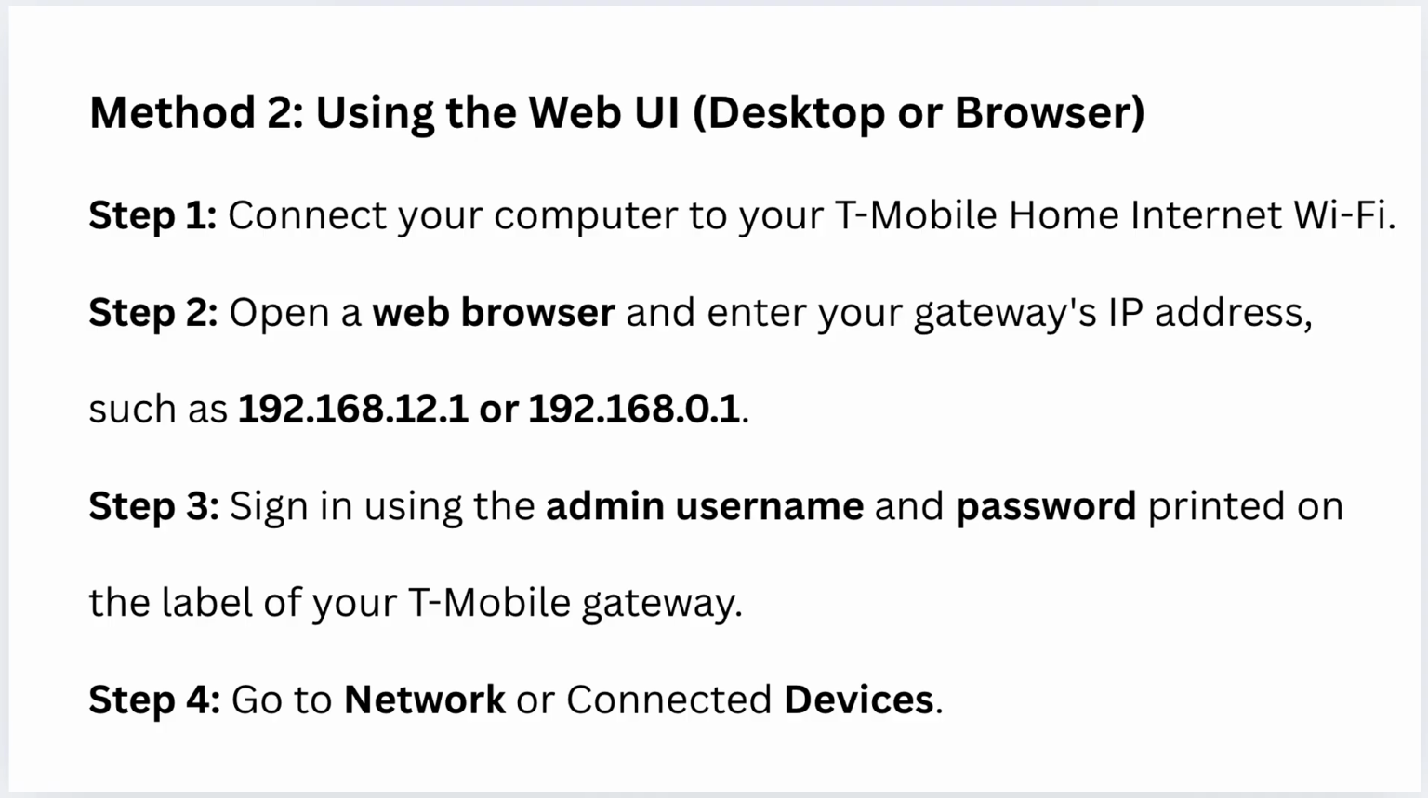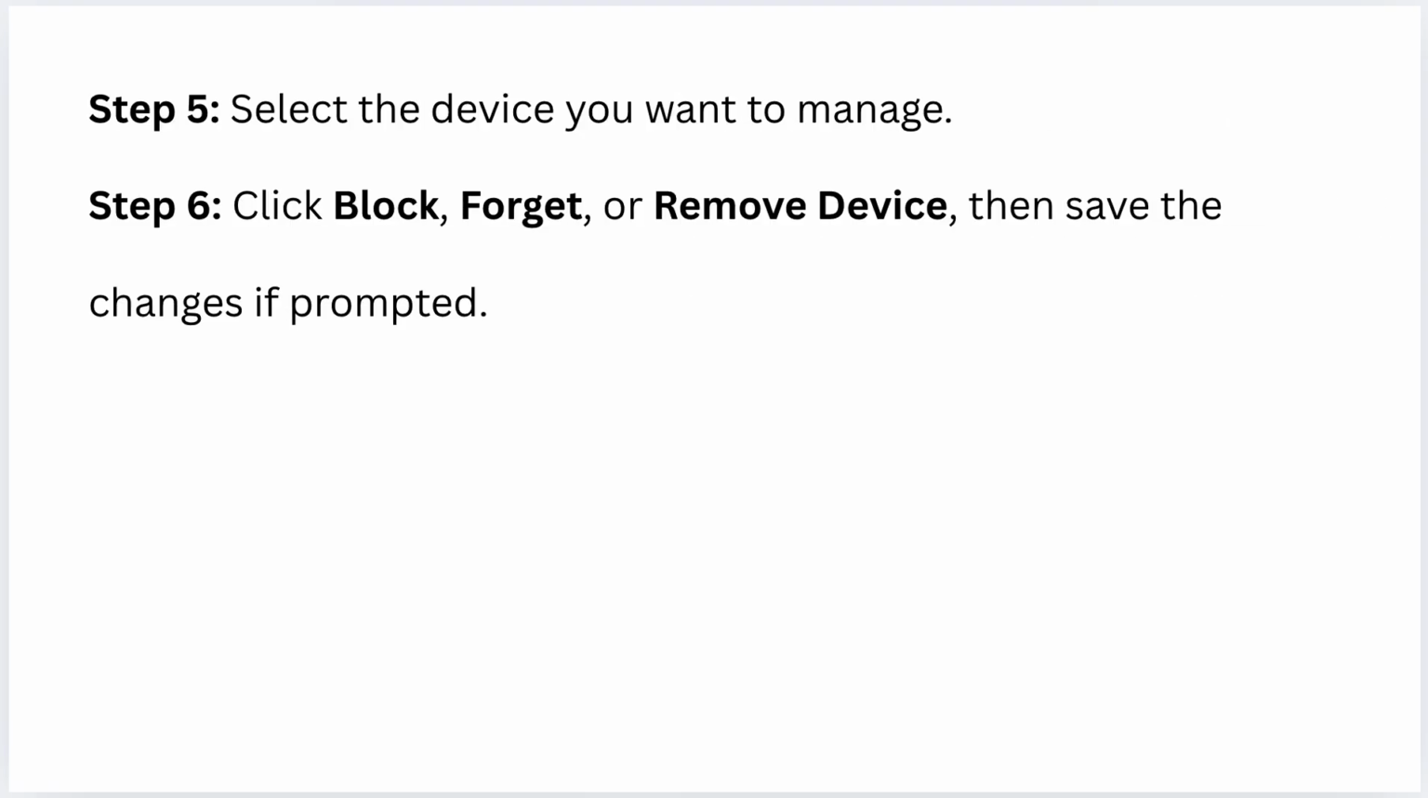Then go to Network or Connected Devices. Then select the device you want to manage. Click Block, Forget or Remove device. Then save the changes if prompted.